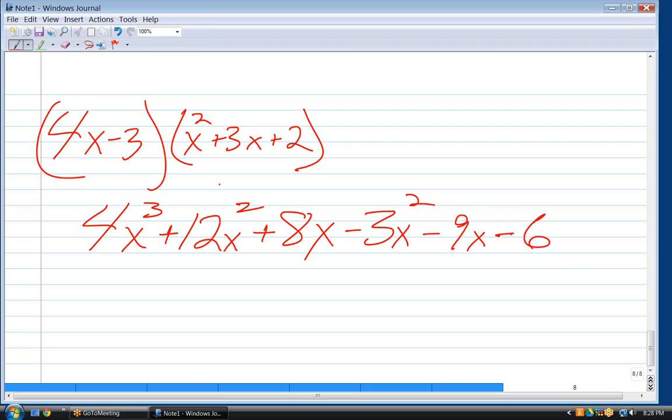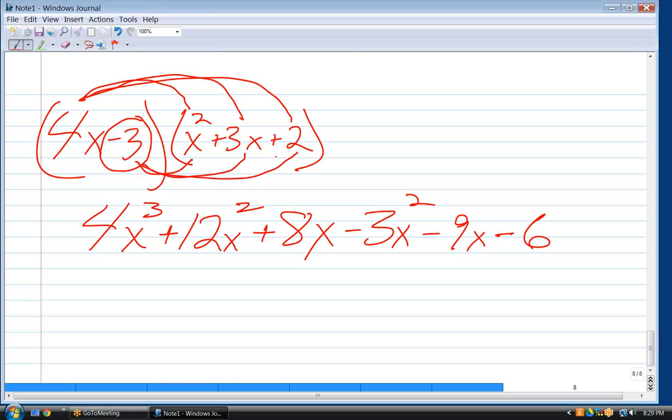Okay. Now, I like the way you did that. You did it in a methodical pattern. You started with far left, multiplied it by all 3 terms. That's what you always want to do. Then you go to the next term and multiply that by all 3 terms. That's exactly what you did.